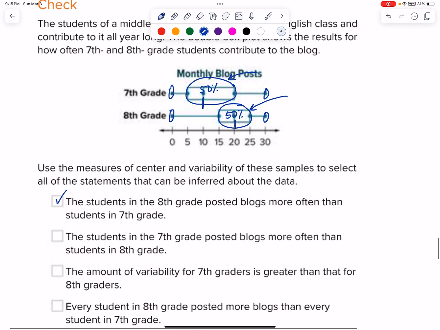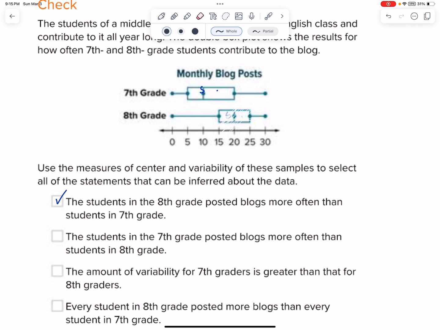So looking at variability, we have to analyze the variability from the medians. So let's go ahead and erase this, and let's look at the IQR. That's how we're going to test variability. So we have 25 and 15. That's only 10 apart, right? And we have a 20 and we have a 5, and that's 15 apart.